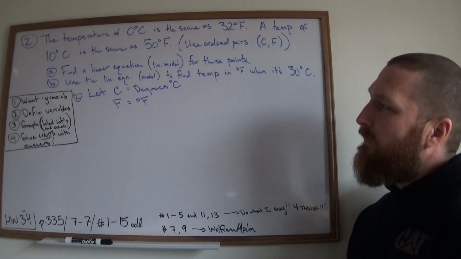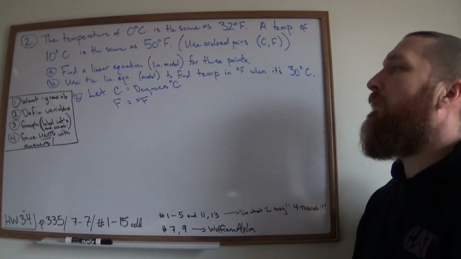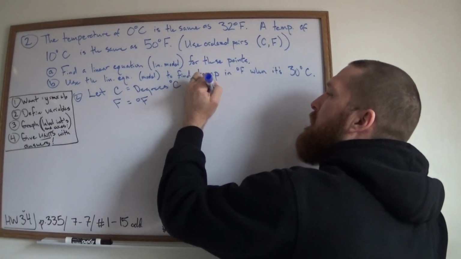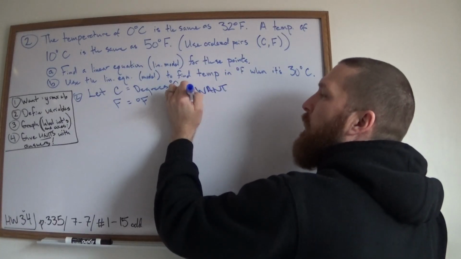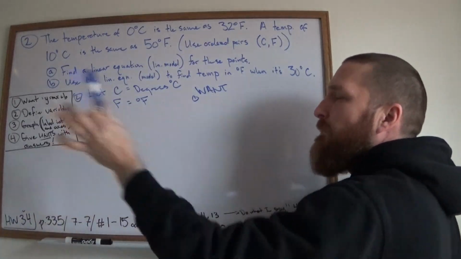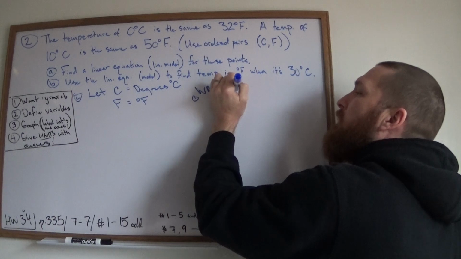We've defined our variables. Now, what do we want? We want a linear equation. So I want to see this somewhere. So here's my 1, right? Number 1. You don't have to number these. I'm just saying, like, that's that. We're doing number 1. We want a y equals mx plus b.